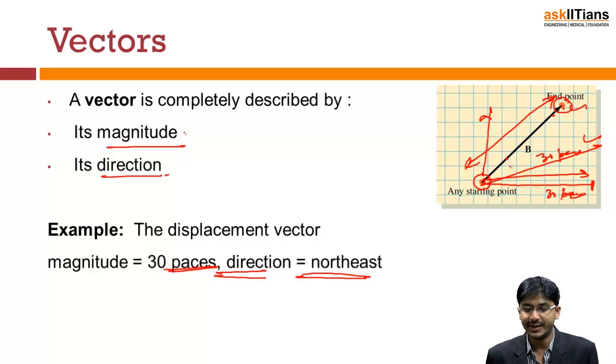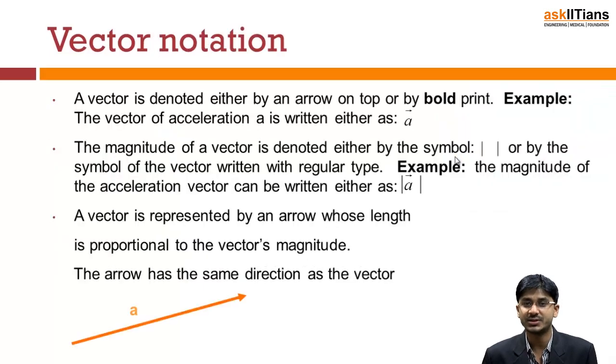So if you tell the direction exactly, that it is going in the northeast direction, northeast meaning exactly in between east and north, that means the 45-degree direction, then we have specified the direction and we are sure that the particle will reach here only if we measure the length of 30 paces. But if you only say 30 paces and don't give the direction, we are not sure where the particle will land after some time. We won't be able to describe the particle, the physical quantity, in a clear manner.